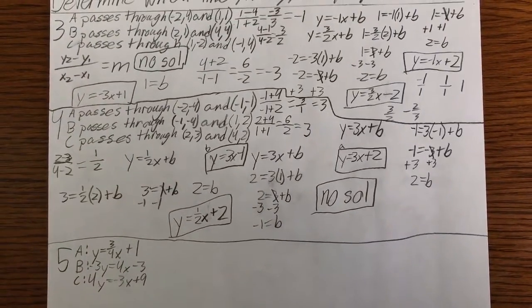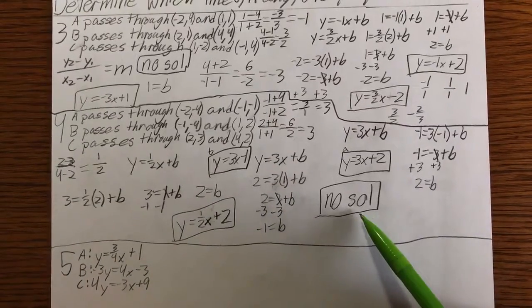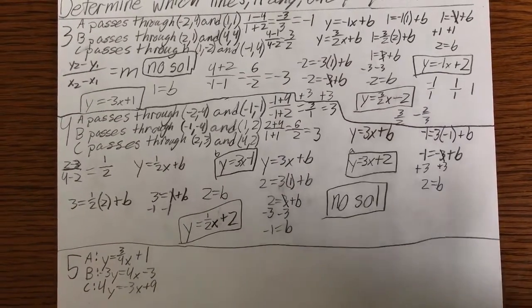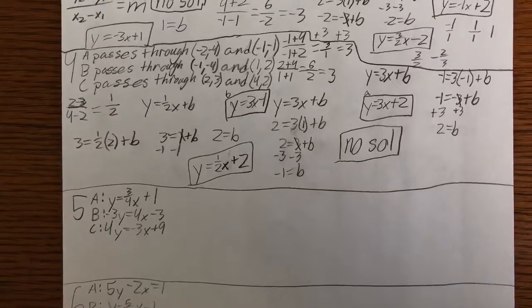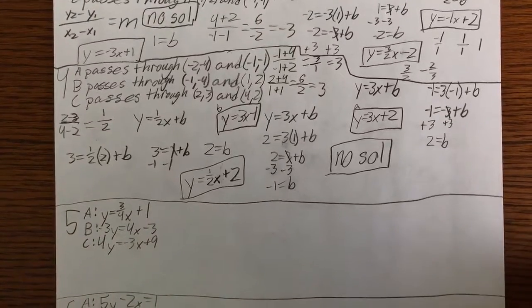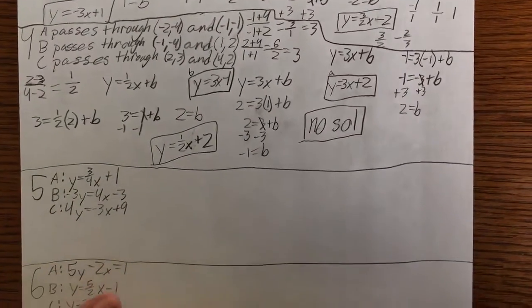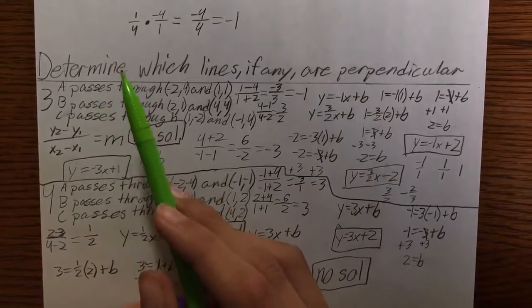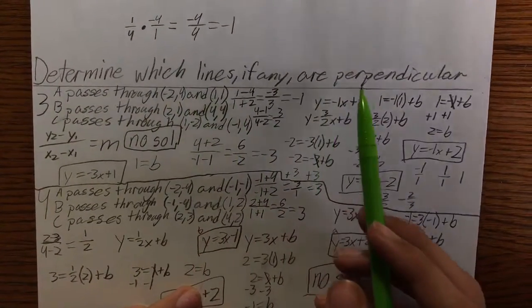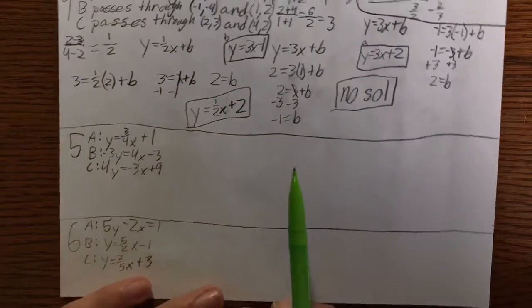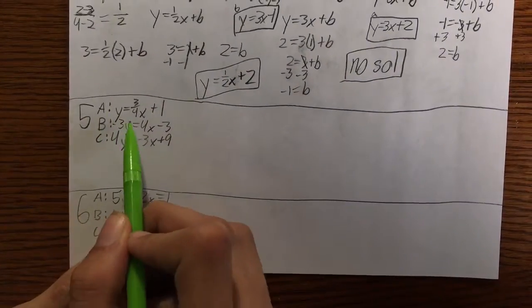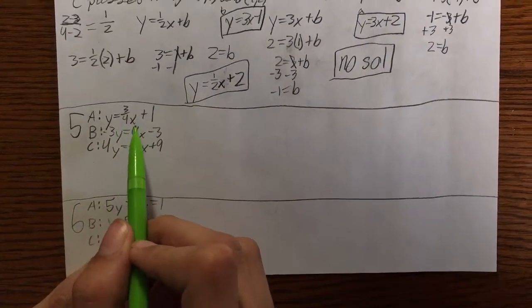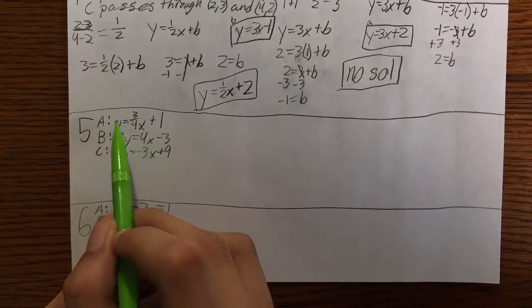Okay, let's see how you did. You should have gotten no solution as your answer. Okay, now we're gonna do number 5. It's the same thing as the last 2 questions. We will determine which lines, if any, are perpendicular. And so, we don't really have to do anything with A, since we're trying to put it in that exact form.